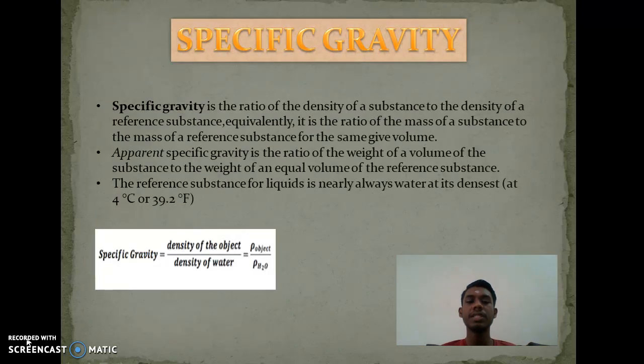Next is specific gravity. Specific gravity is the ratio of the density of a substance to the density of a reference substance. Equivalently, it is the ratio of the mass of a substance to the mass of a reference substance for some given volume. Apparent specific gravity is the ratio of the weight of a volume of a substance to the weight of an equal volume of the reference substance. The reference substance for liquid is nearly always water at its densest, which is at 4 degrees Celsius or 39.2 Fahrenheit. Specific gravity is equal to the density of the object over the density of the water. This is the formula of specific gravity.